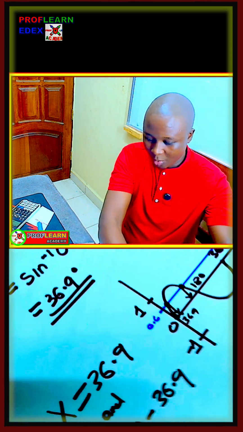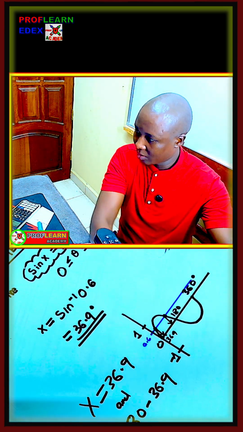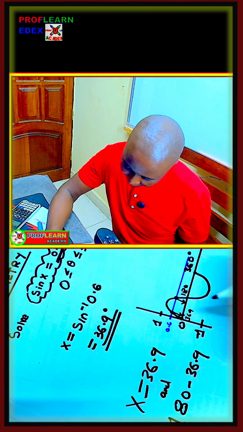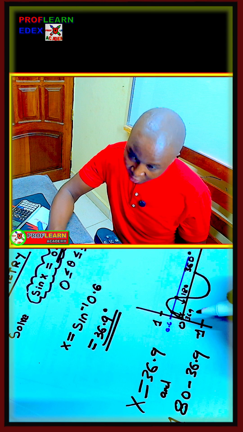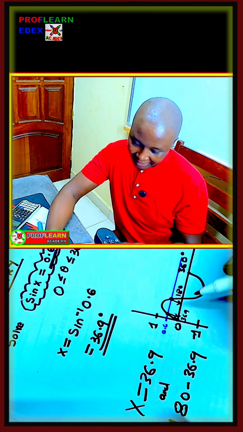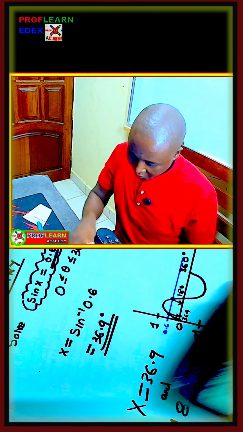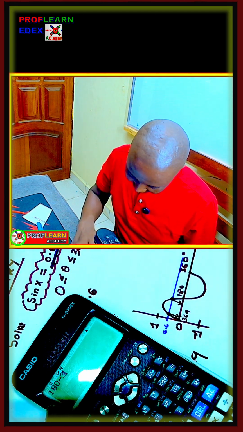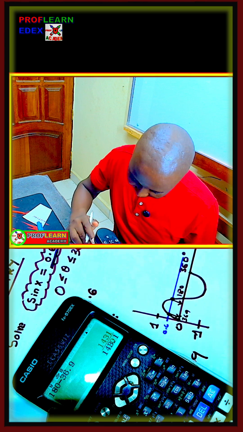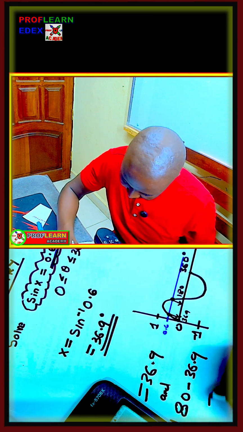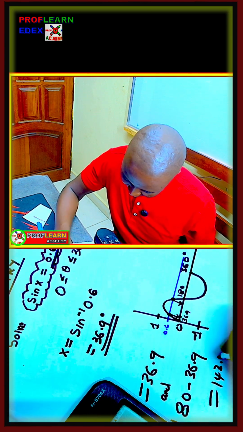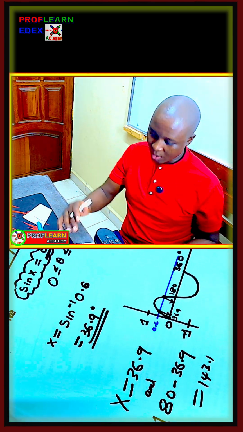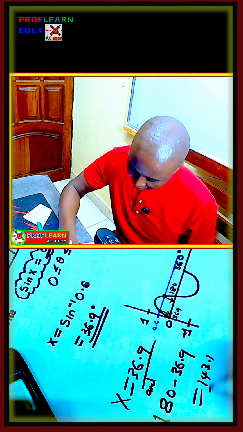Because we have said there's one solution, we are going to take 180 minus the acute angle that we had gotten, which is 36.9. So if we do that, 180 minus 36.9, we are going to get our answer 143.1. So those are the two values of x.